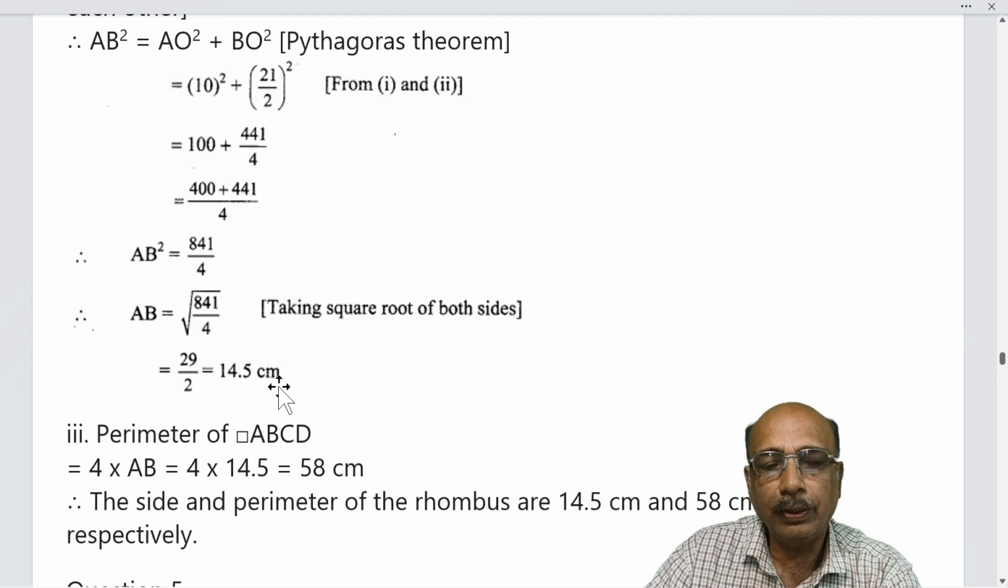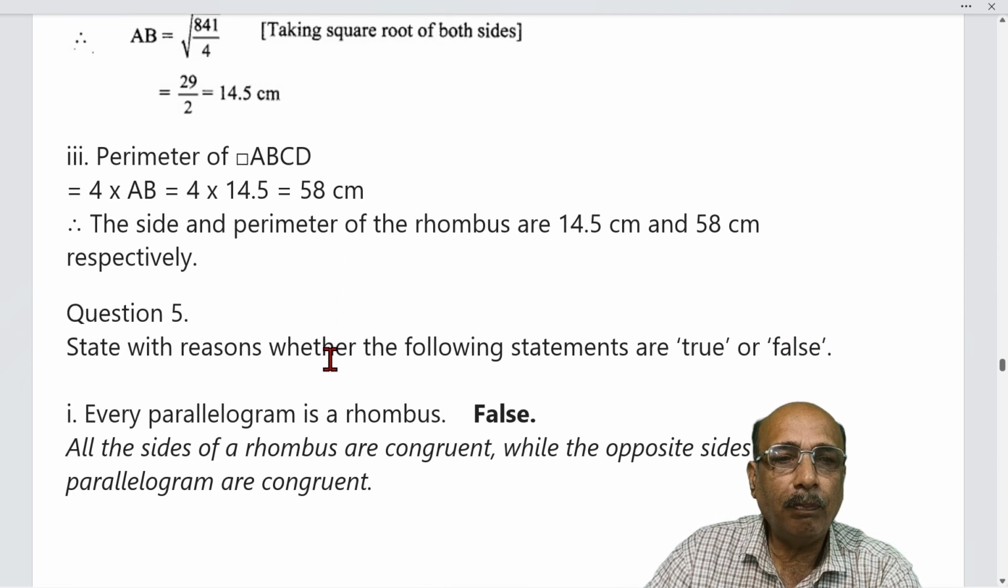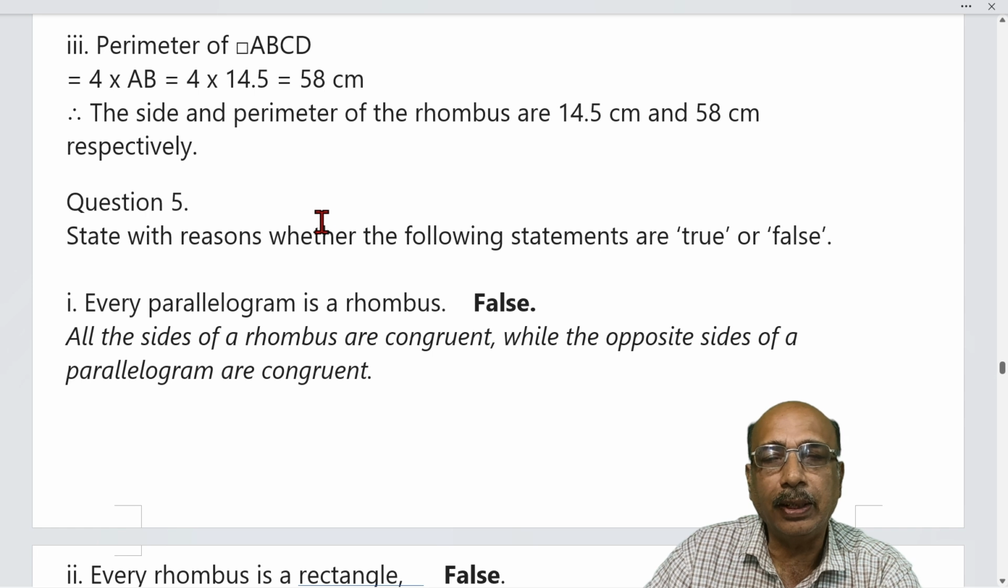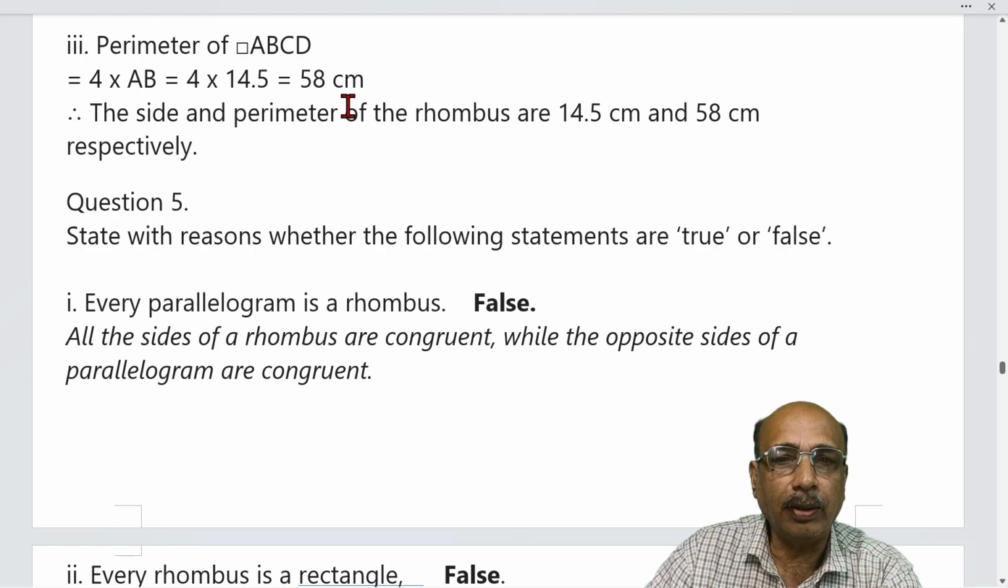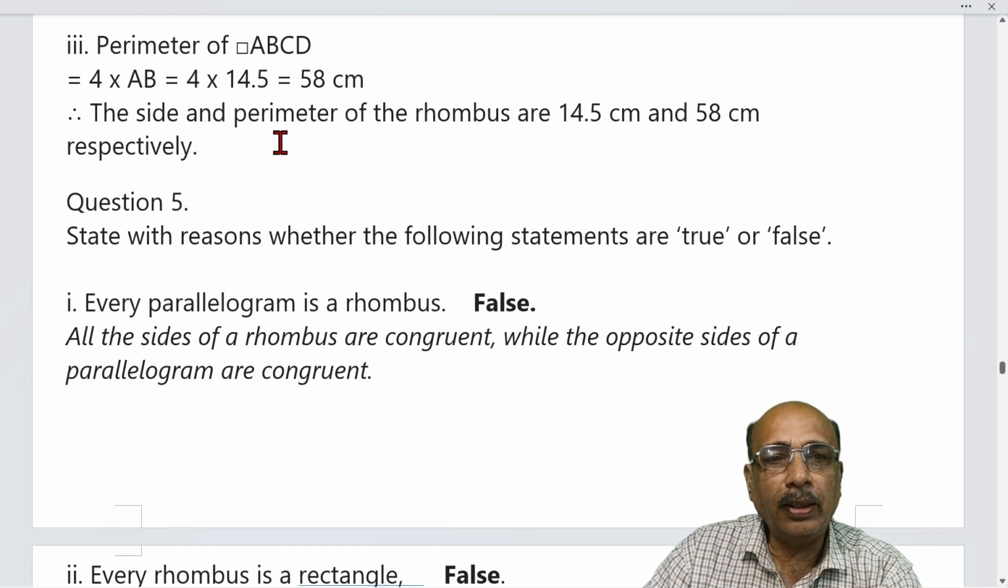That equals 14.5 centimeters. Next, in this problem, the perimeter of quadrilateral ABCD. In a rhombus, all sides are equal. So 4 times any side, AB taken here. So 4 into 14.5 equals 58 centimeters. So the perimeter of quadrilateral ABCD, that is the rhombus, is 58 centimeters. Answer: the side and perimeter of the rhombus are 14.5 centimeters and 58 centimeters respectively.